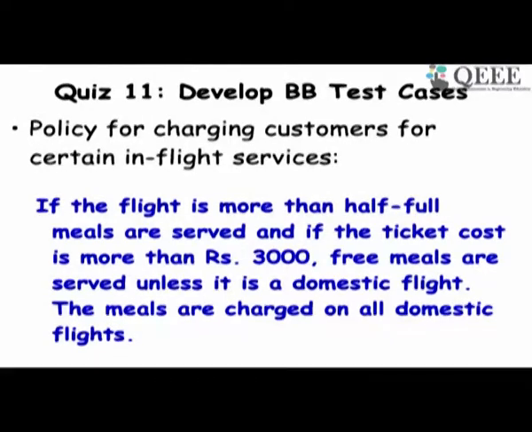This is the description of the policy for charging customers for certain in-flight services. If the flight is more than half full, then meals are served. And if the ticket cost of the flight is more than 3,000, then the meals are free. Unless of course it is a domestic flight, because on all domestic flights, if at all meals are served, they are charged. So how do we develop the decision table for this problem?